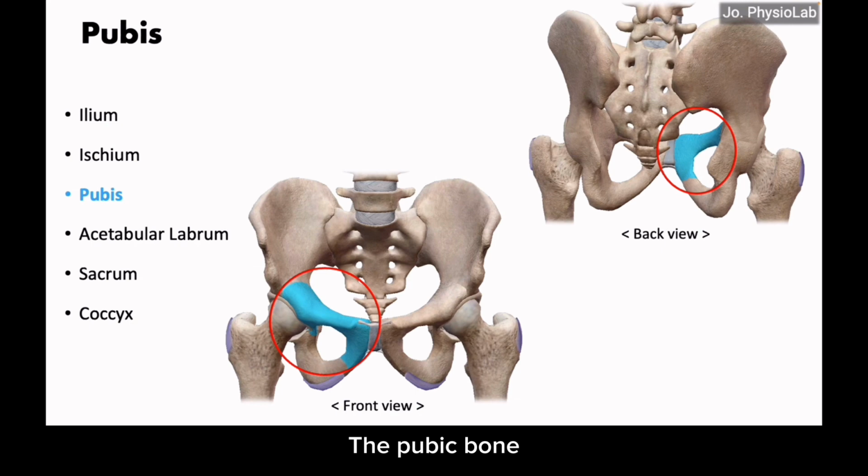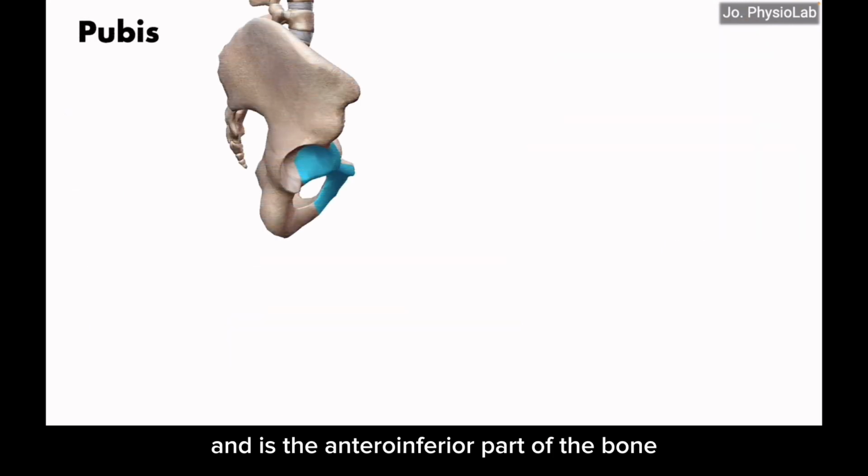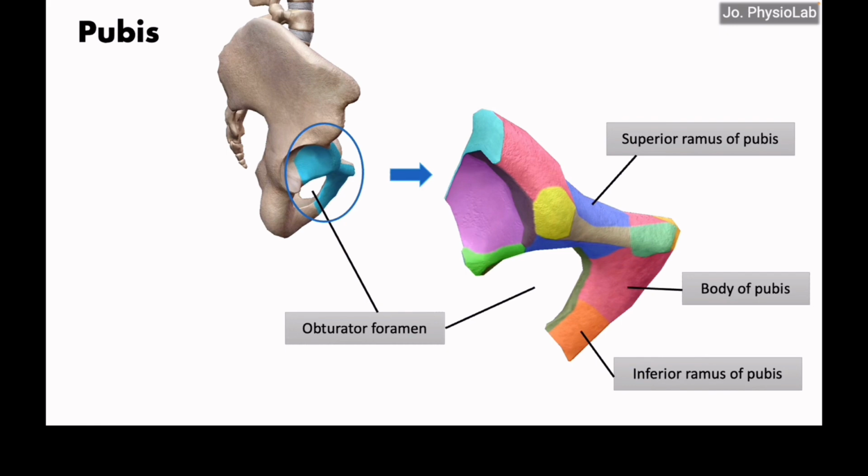The pubic bone builds the anterior inferior third of the acetabulum and is the anterior inferior part of the bone that articulates with the contralateral hip bone.